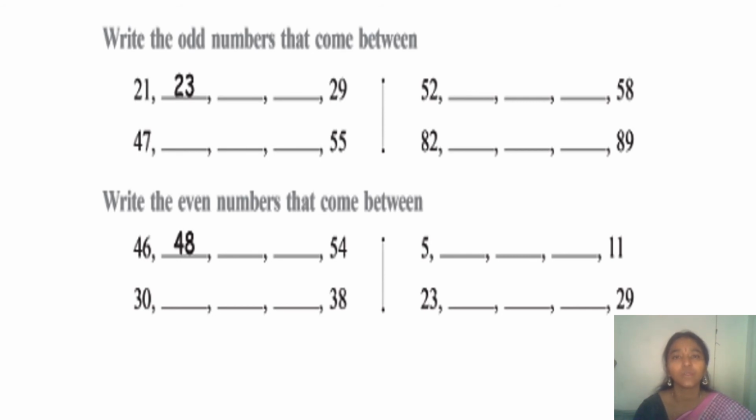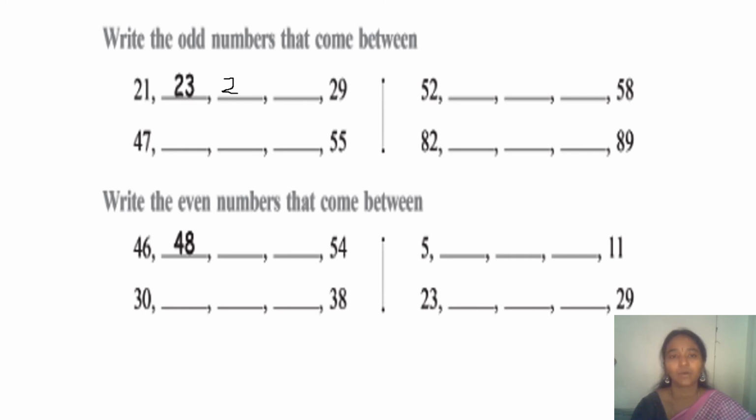What I told you, the numbers that end with 1, 3, 5, 7 and 9 are odd numbers, right? So the odd numbers that lie between 21 and 29. So after 21, I again told you that numbers will always come like one odd, after that even will come, again odd will come, next even will come. Okay. So 21 is odd, 22 is even, which we have skipped, and 23 is again odd.